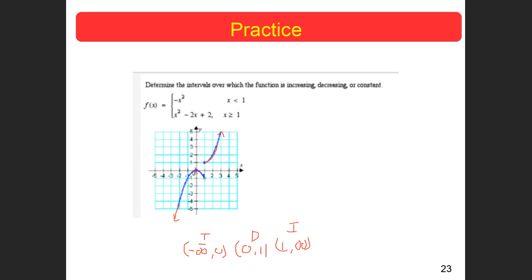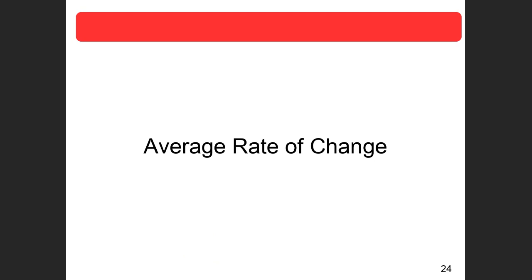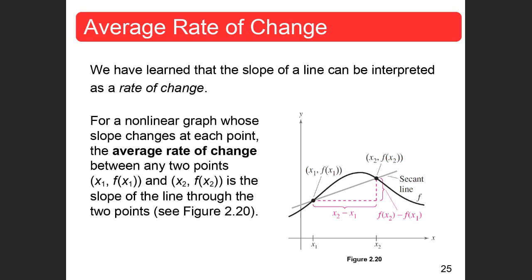So just looking at a function, you should be able to tell if it's increasing or decreasing just by looking at its graph. Now, the last thing that we have to talk about today is average rate of change. We know what slope is, okay?